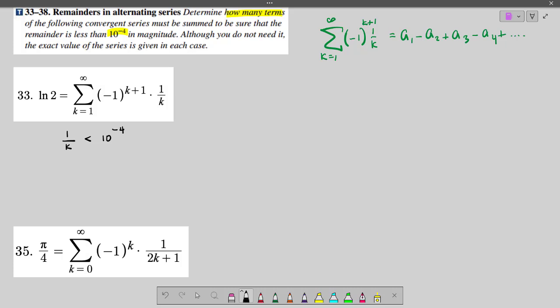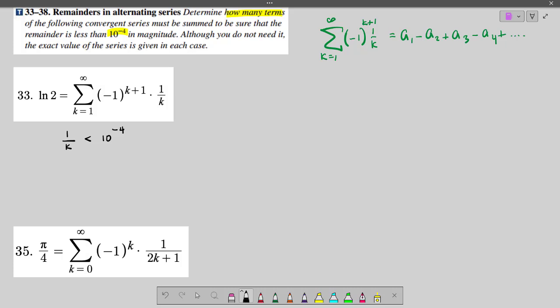If we can figure out the k value that's less than 10 to the -4, then we're just going to add everything that's in front of it. So if this term is less than 10 to the -4, then we can add up everything in front of it. Because if we add up everything in front of it, the next term is the gauge on the remainder. And if we want the remainder to be less than 10 to the -4, if we can find the k value that gives us a value less than 10 to the -4, we just add everything in front of it. So we want to find the first term that satisfies our remainder restriction.